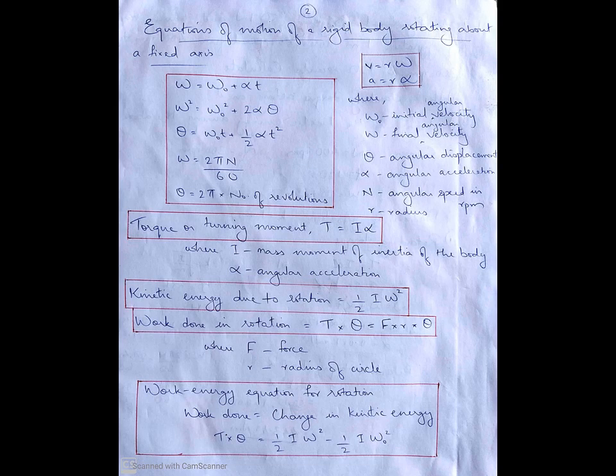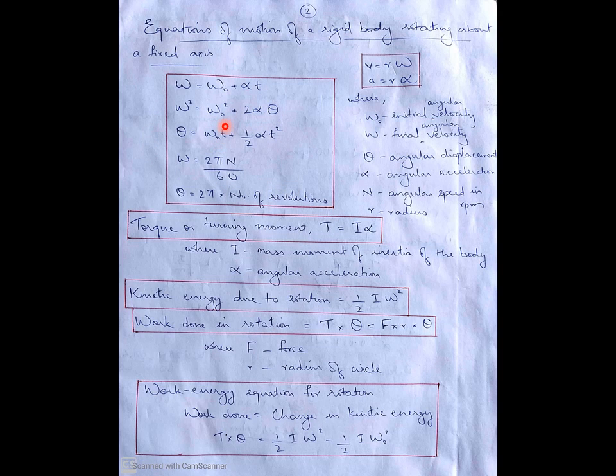So let us see the next heading. It is equation of motion of a rigid body rotating about a fixed axis. So the previous equations are used here also, which is omega equal to omega 0 plus alpha t, omega square equal to omega 0 square plus 2 alpha theta, theta equal to omega 0 t plus half alpha t square, omega equal to 2 pi n by 60, theta equal to 2 pi into number of revolutions. So these equations we have already studied.